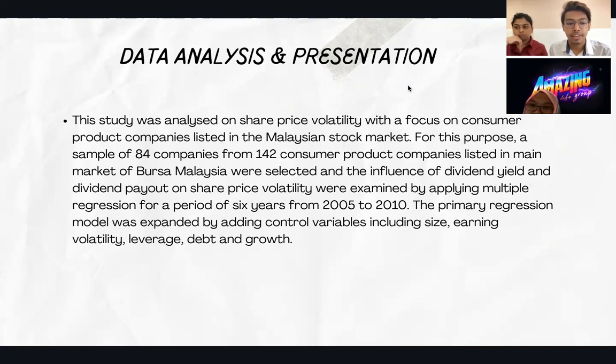The primary regression model was expanded by adding control variables, including size, earning volatility, leverage, debt, and growth.